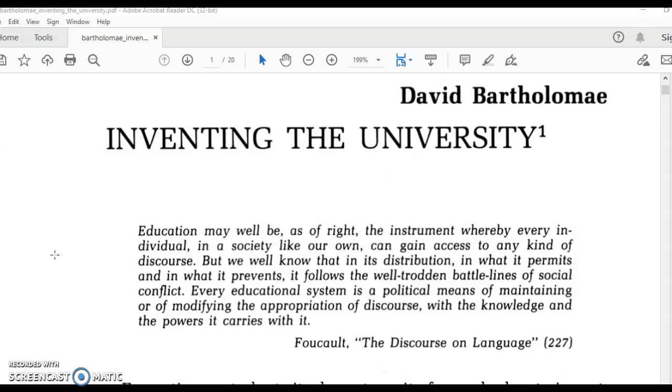Speaking of readings, you may notice a reading on the screen in front of you. This is David Bartholomew's Inventing the University, which is one of our class readings for the course. In the next few weeks, you will read, annotate, discuss, and then write a full essay about this particular reading. So, I'm going to use it to demonstrate a bit of critical reading practice so that you can see what annotating a text looks like, or at least what a fully annotated text looks like.